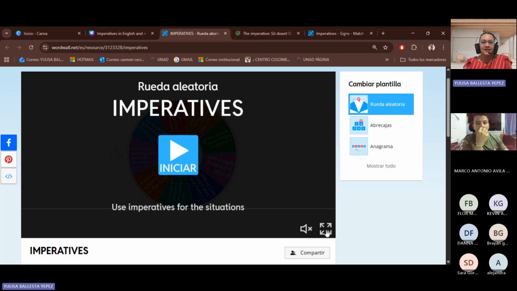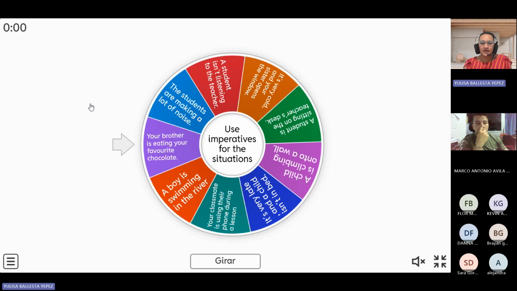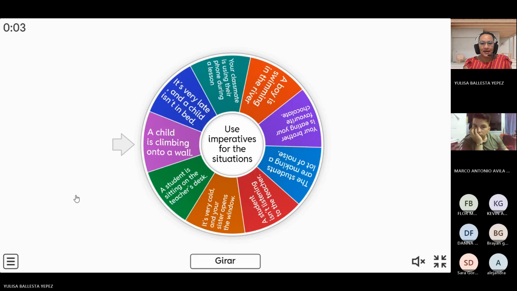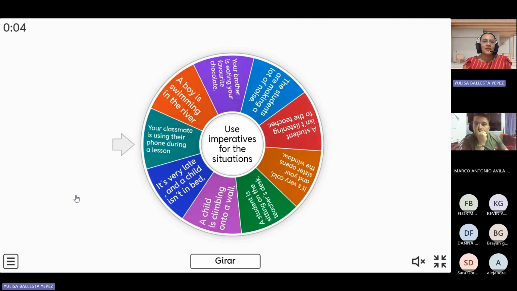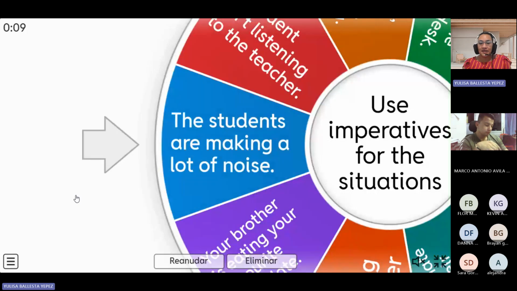Okay, these are the imperative roulettes. Let's start with, vamos a empezar con Alejandra. Is your situation. The students are making a lot of noise. What would you say to them?